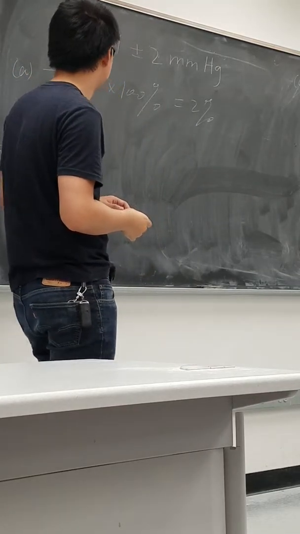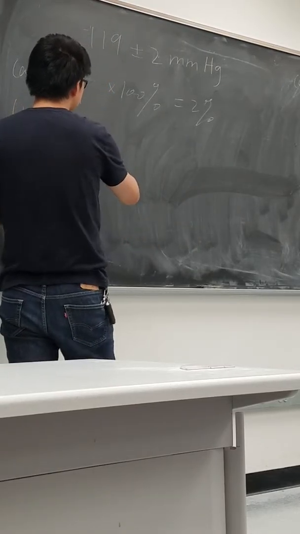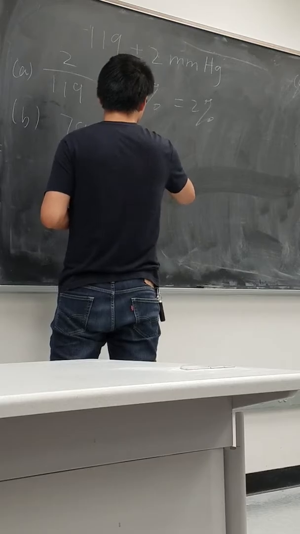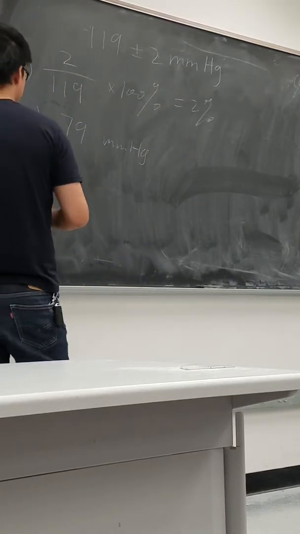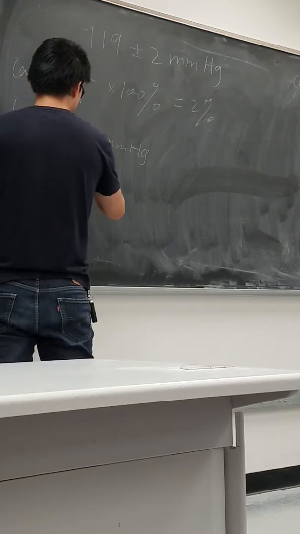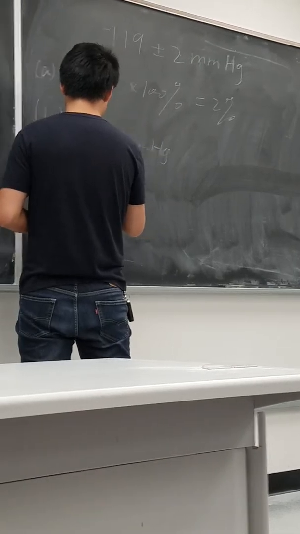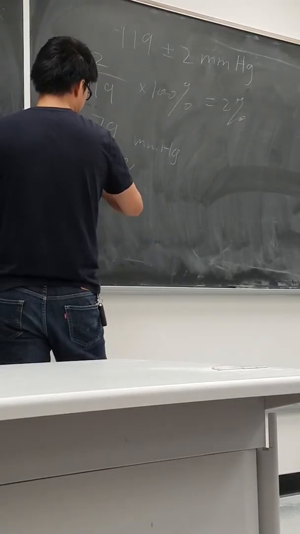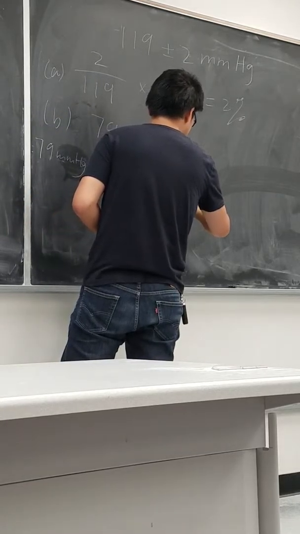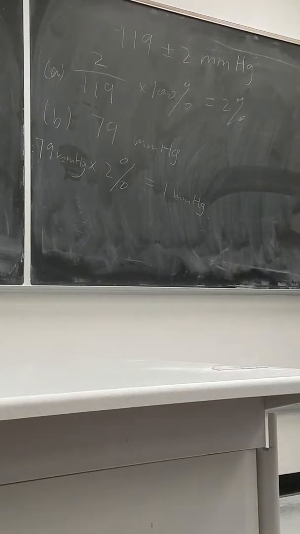If this uncertainty stays the same, for a measured result of 79 millimeter mercury, what would the uncertainty be? Well, you just multiply with the uncertainty level you just calculated. Not much to talk about this one. Next one.